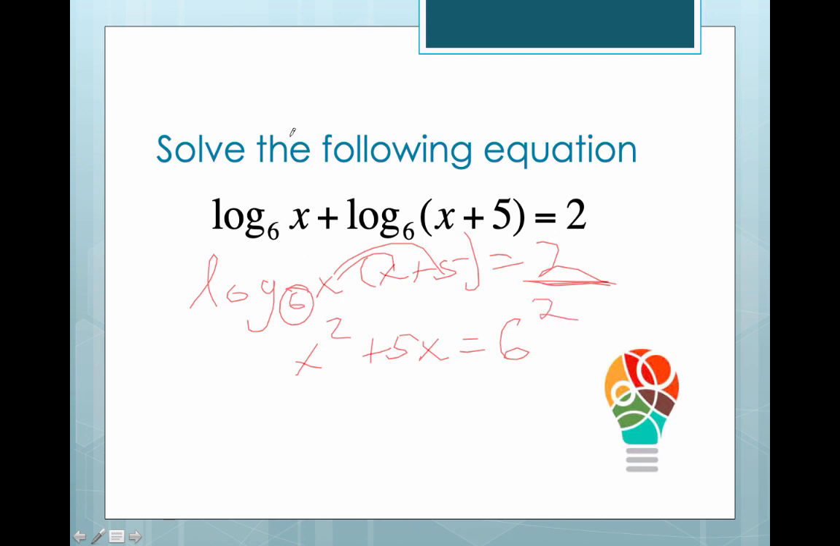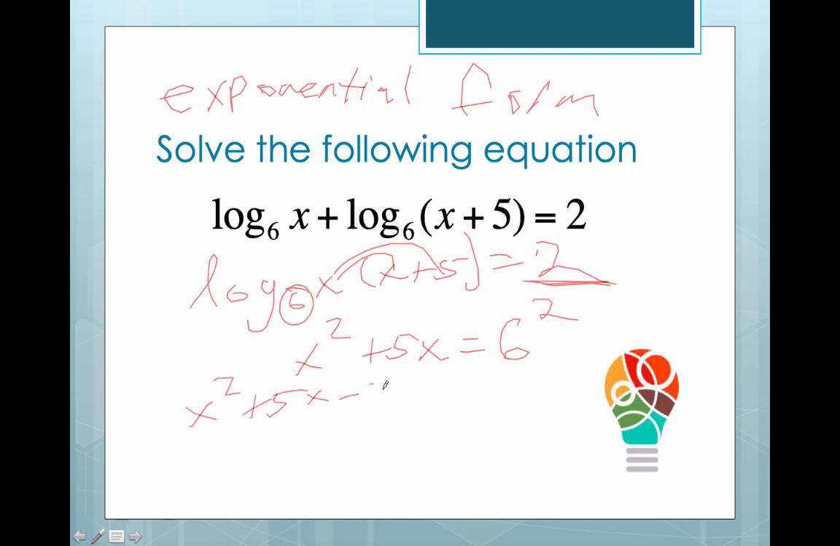So if you have only one log and then a number, you have to write it in exponential form. So if you have logs on both sides, you drop the logs. If you have a single log, you get it to one log, and then you write it in exponential form. So two types of problems here you got to pay attention to.